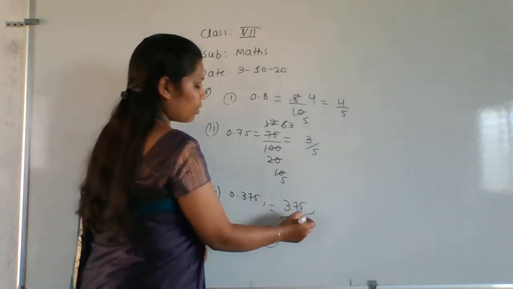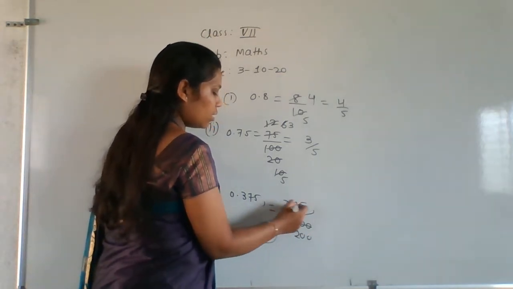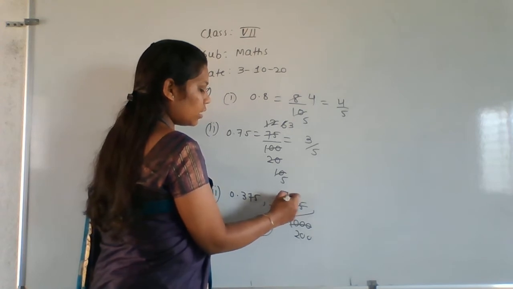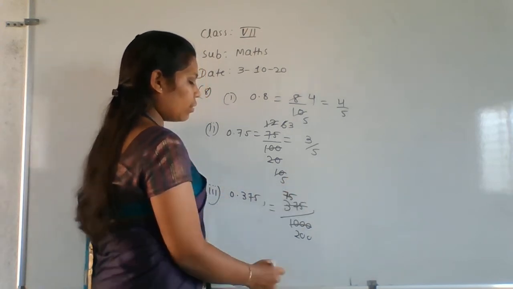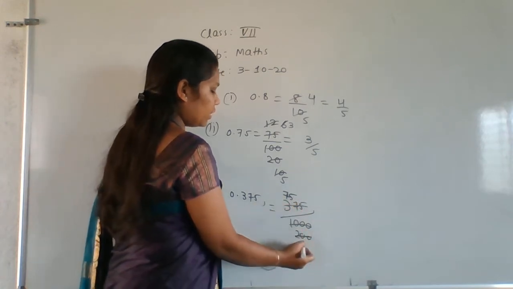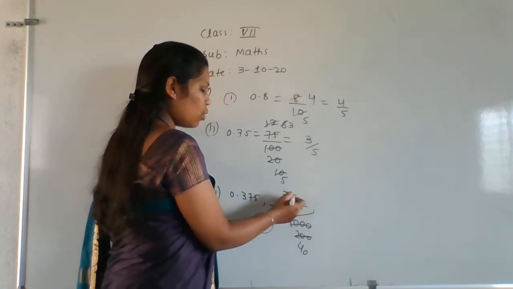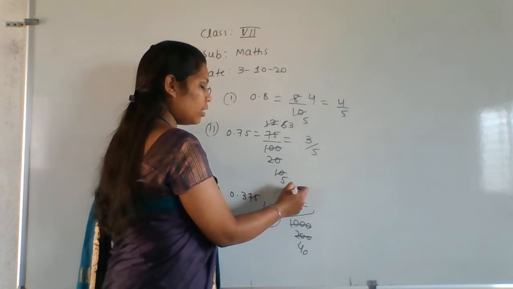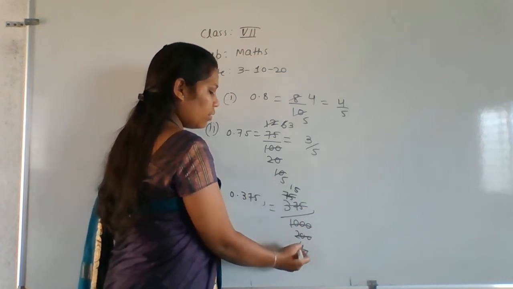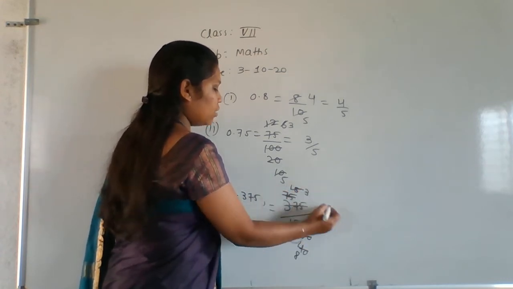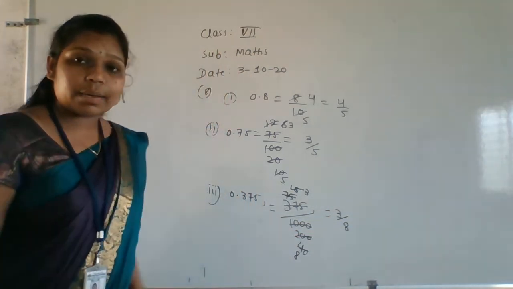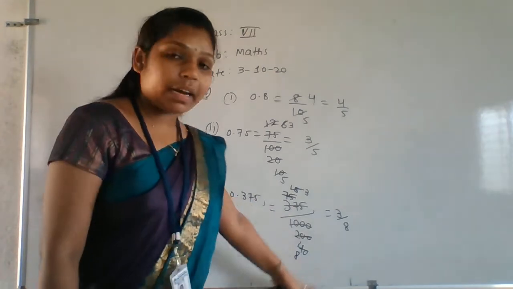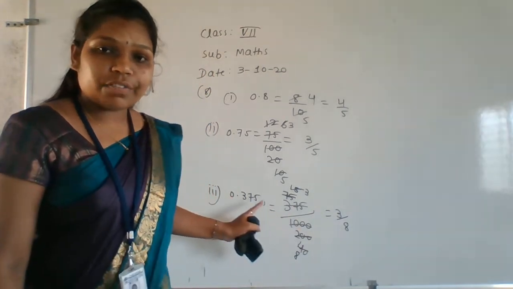So divide. 5 2s are 10 here. 5 7s are 35. 2 carry 5. 5 5s are 25. Okay. Next again divide with the 5 only. 5 4s are 20, 0. Here 5 1s are 5. 5 5s are 25. 5 8s are 40. What is the left value? 3 by 8. 3 by 8 is the simplest fraction. 3 by 8 is the simplest fraction here.